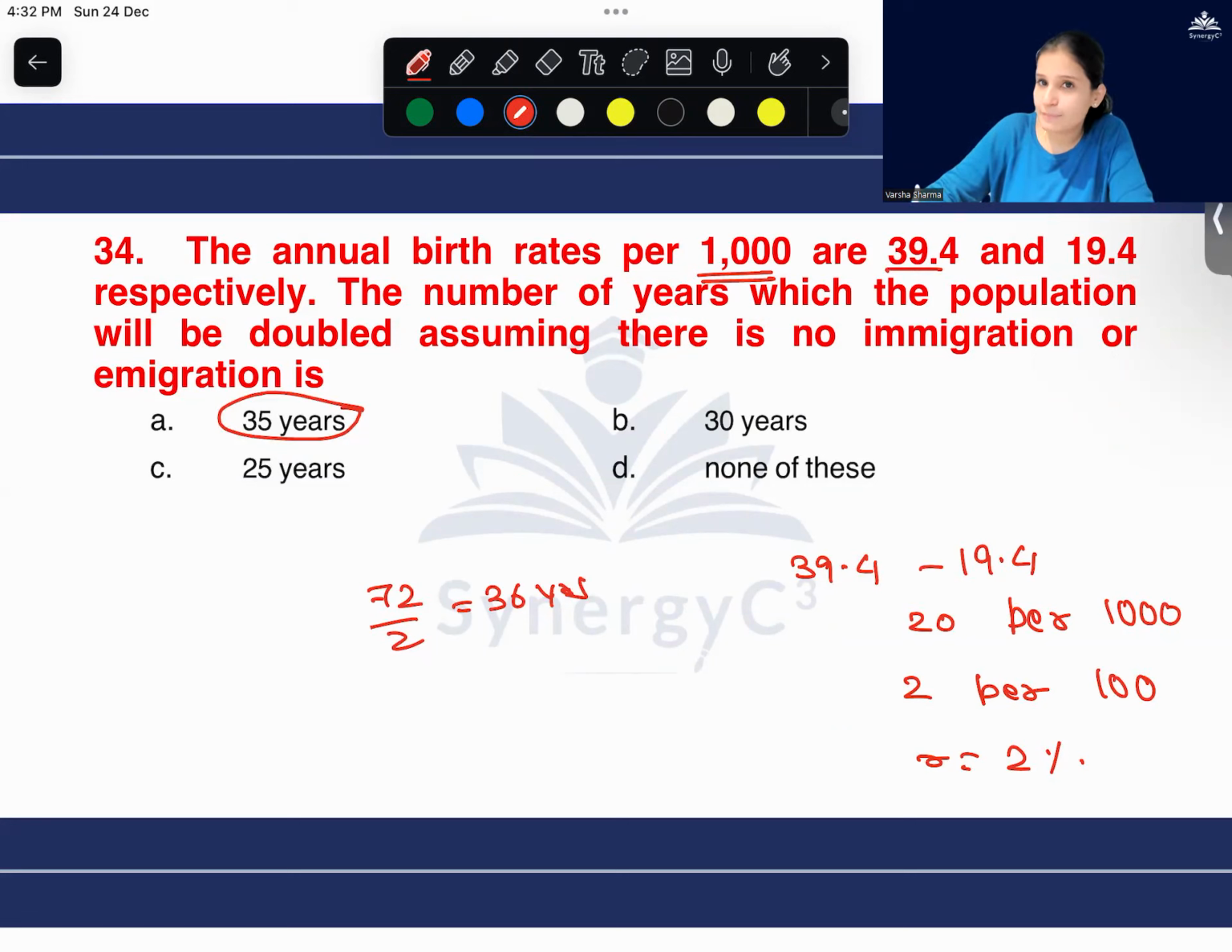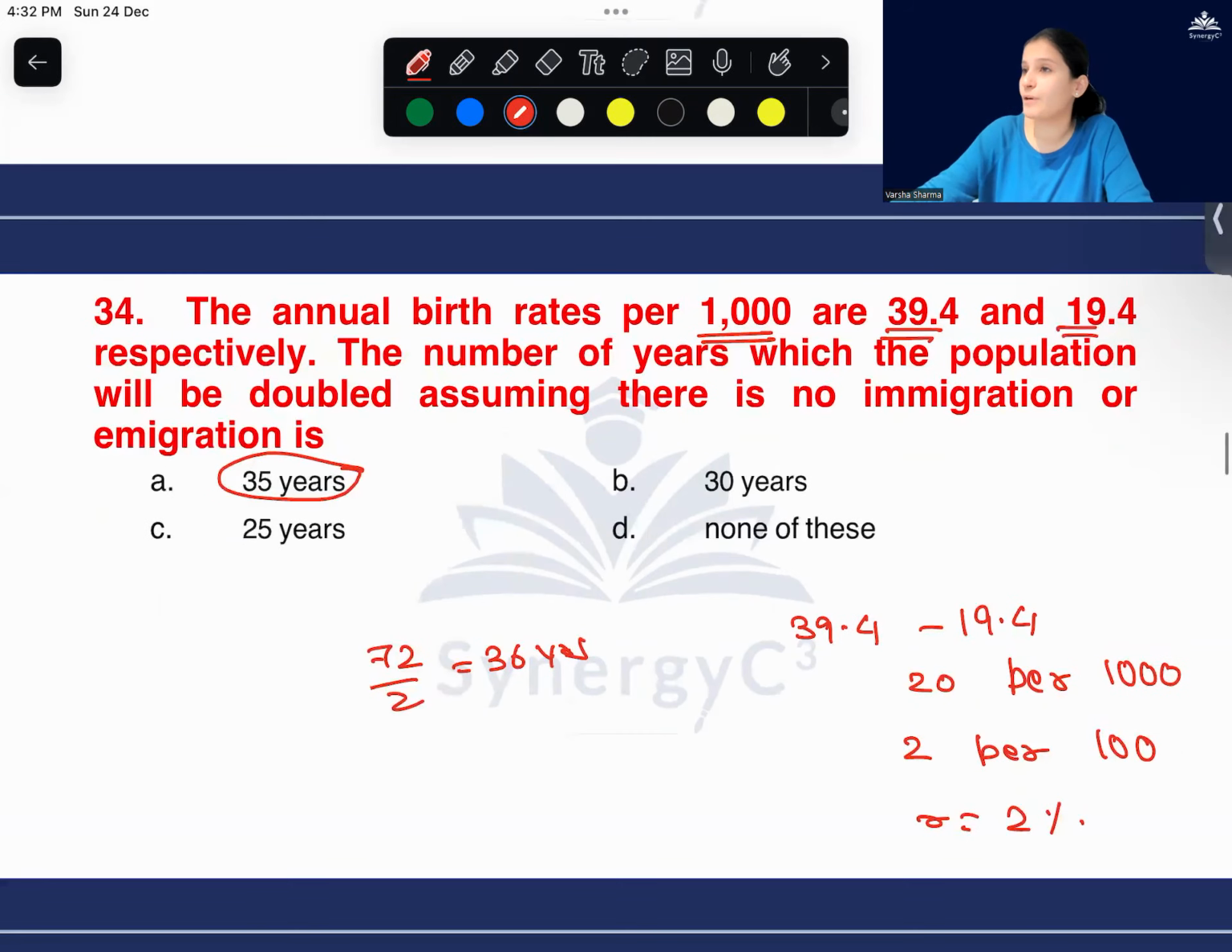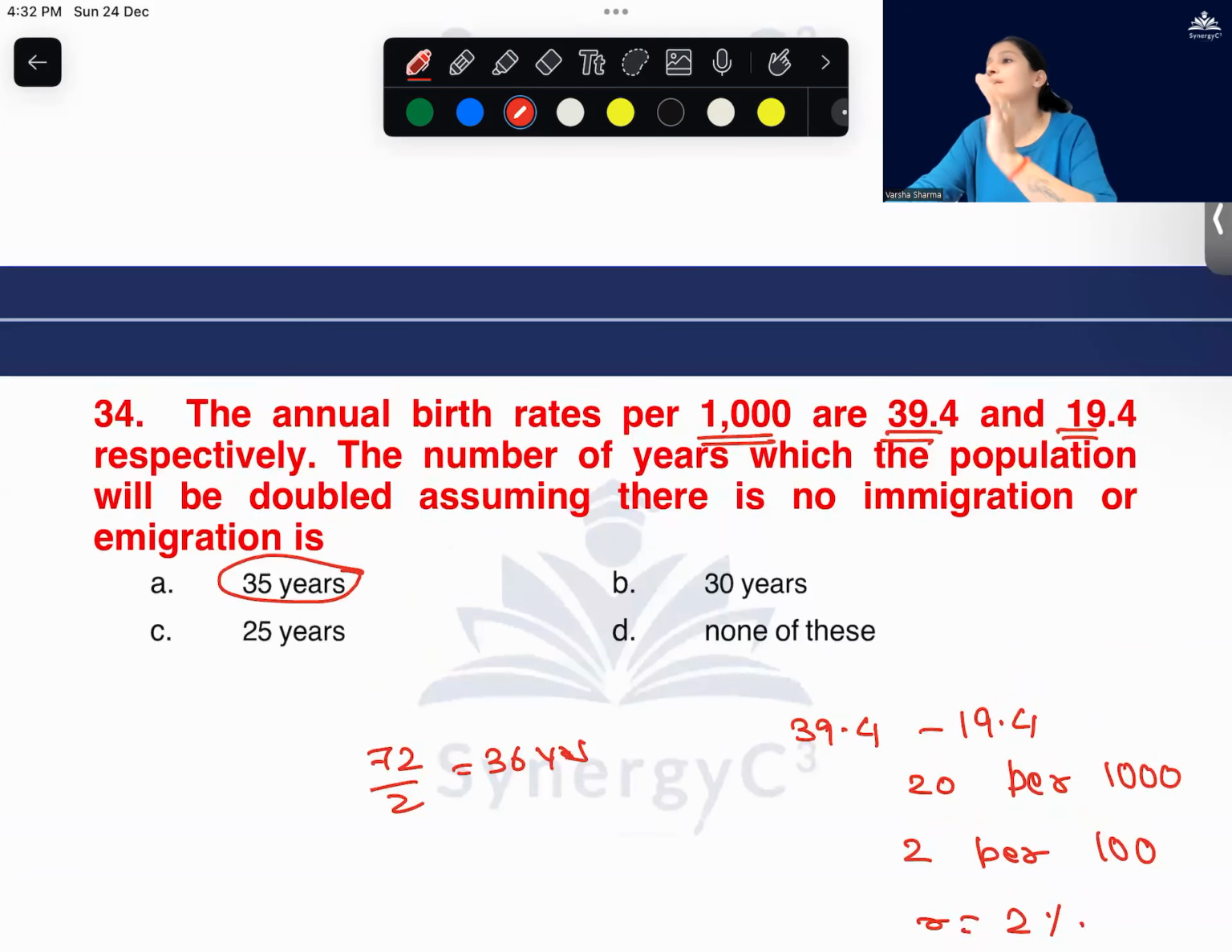The birth rate is 39.4 and the death rate is 19.4. So what is the rate at which the population is increasing? 20. But for every 1,000 people. So if for every 1,000 people you are getting an increase of 20, for every 100 you are getting an increase of 2. So your rate will be 2%, no? Because in 100 the percentage is calculated. So my rate is 2%. And how much time you need it to be doubled? Doubled is 72 by 36, but in exam you'll always mark 35. It's a common learned question.